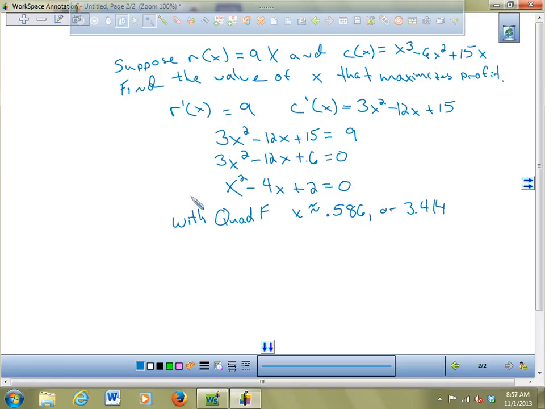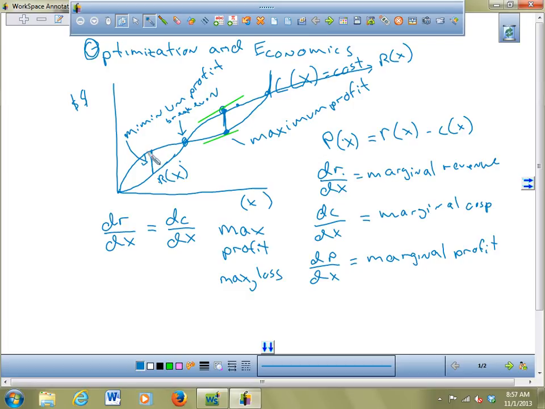Yeah, it's not pi. So which one of these do you think would be the maximum profit? The first one or the second one? Probably the second one, because if it were kind of like that graph that I showed you back here, the first one represents your minimum profit or your maximum loss, and this one represents your maximum profit.